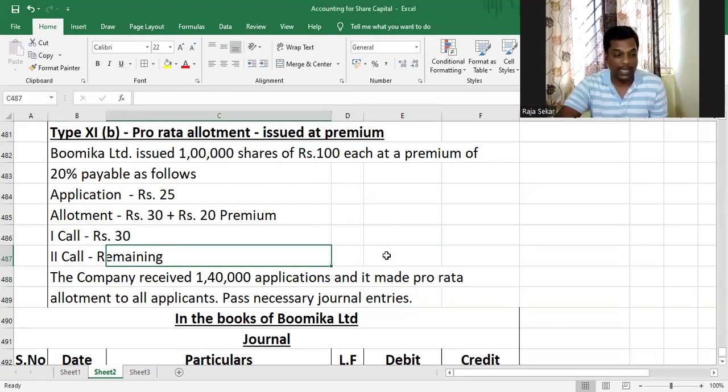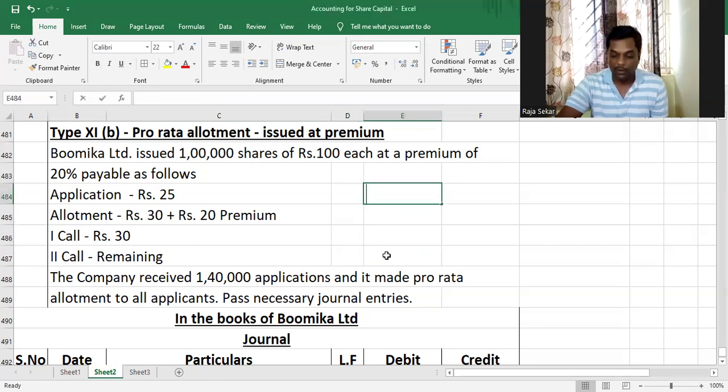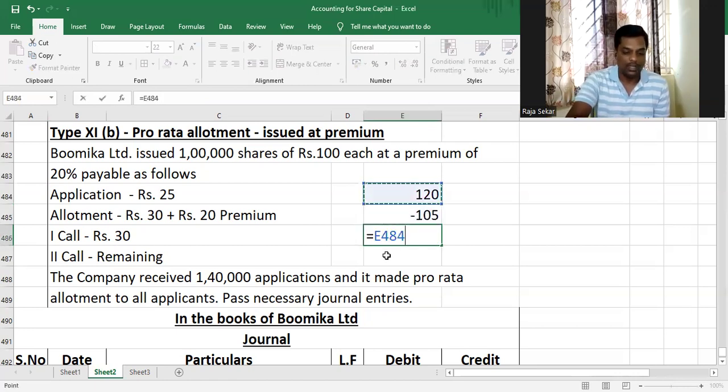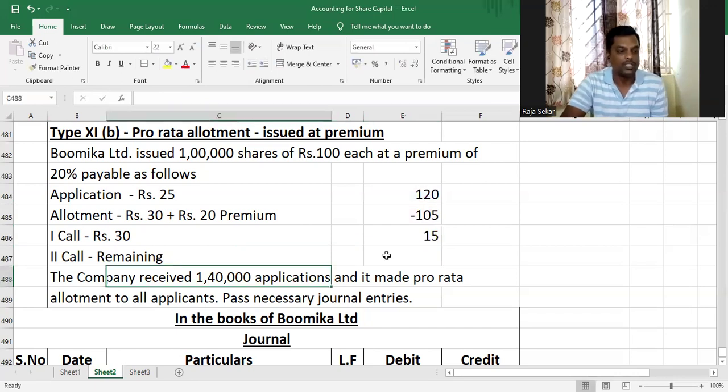So first let's calculate the second call. Second call would be issue price minus whatever we receive in all the other calls. That is 25 on application, 50 on allotment, and 30 on first call. So second call again is 15 rupees.